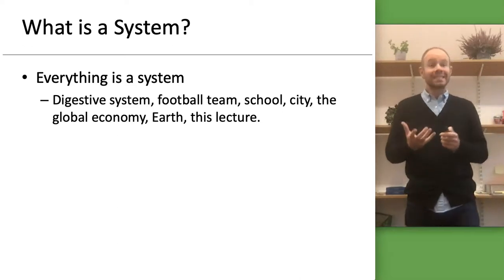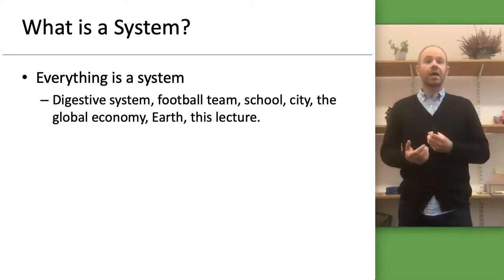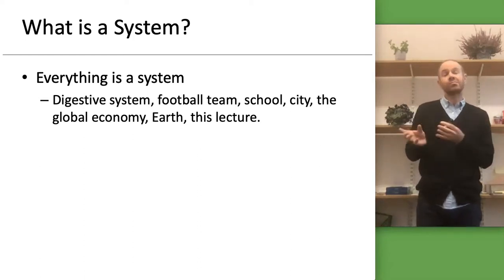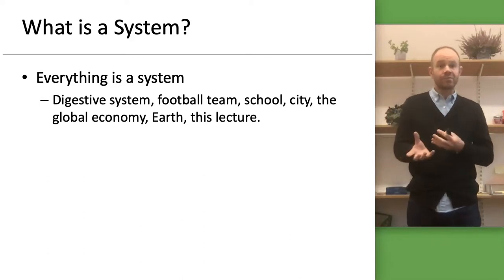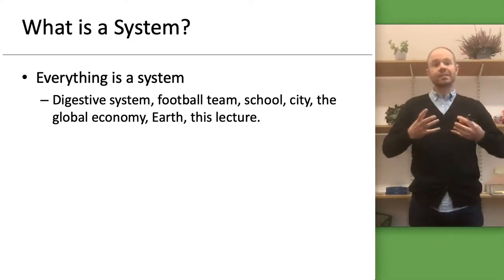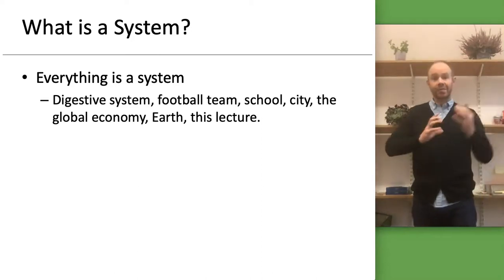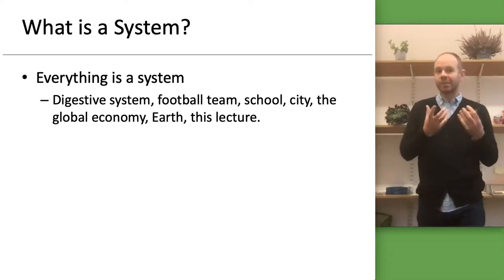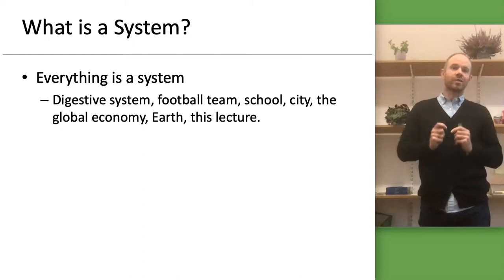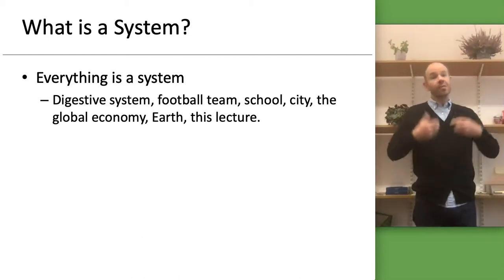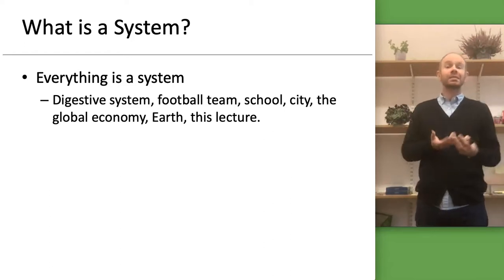A football team is a system, right? You've got your halfbacks, you've got your goalies, you've got so many different pieces that are moving at different speeds and different rates. You've got a manager, you've got a stadium, you've got a pitch, and so many different things that are operating together. And if we draw it out, as we will in a moment, you'll see arrows going to different pieces and components of that system. The university, a school, is a system. A city, the global economy, clearly Earth.